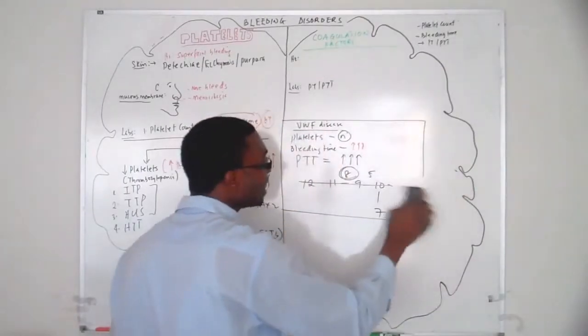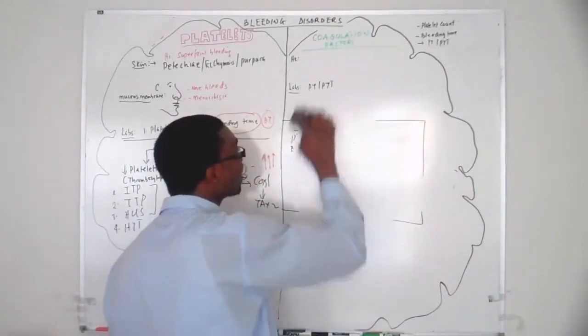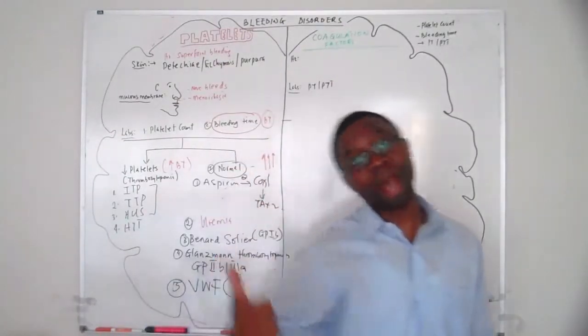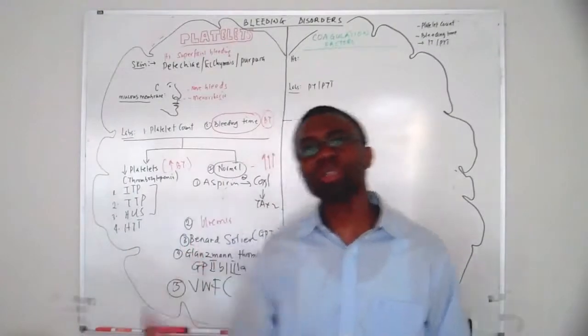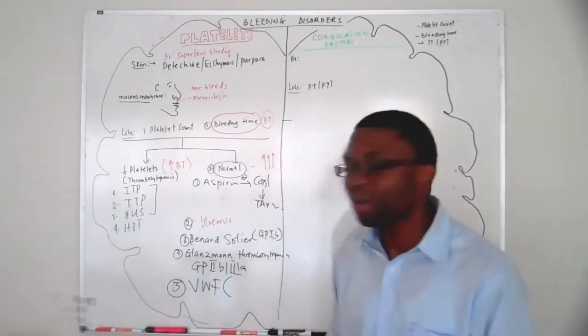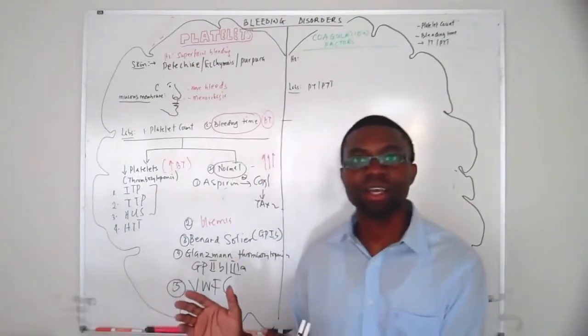So when you order CBC, you should expect platelet count to be normal. However, PTT should be high. They're bleeding because of the bleeding time, but we don't do bleeding time anymore. But this is a classic board question. This is the way it is, okay? And we are done. It's over.